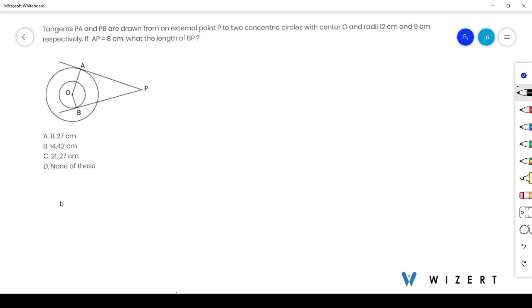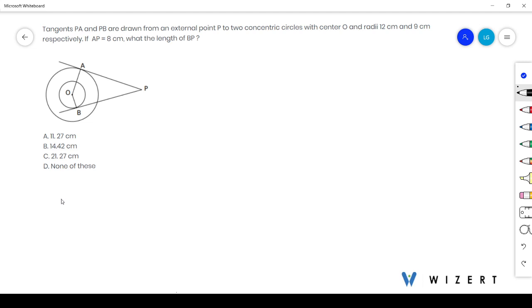Our question is, tangents PA and PB are drawn from an external point P to two concentric circles with center O and radii 12 cm and 9 cm respectively. If AP equals 8 cm, what is the length of BP?